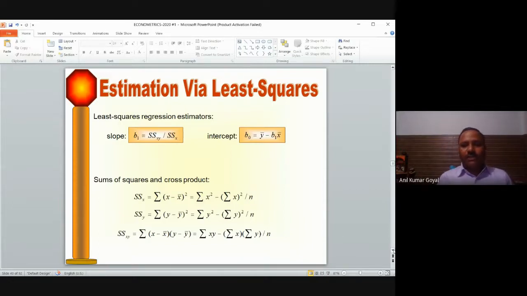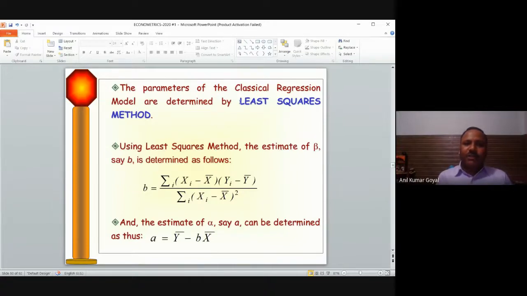We must understand this. The parameters of the classical regression model are determined by the least square method. Using the least square method, the estimate of beta is determined. The formula to determine the slope is the summation of (x minus x bar)(y minus y bar) divided by the summation of (x minus x bar) square. And the estimate of alpha can be determined like that: y bar minus the slope times x bar.